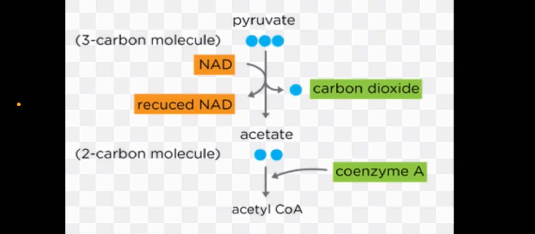So we are going to oxidize pyruvate, which will in turn reduce NAD to reduced NAD, or NADH. It is important to note that it is not NADPH, which is used in the light-dependent reaction. It is very important to note that, because you will get marked down if you write NADPH instead of NADH. We also lose a carbon dioxide, so pyruvate becomes a 2-carbon molecule called acetate. Acetate then binds to coenzyme A to produce acetyl coenzyme A.